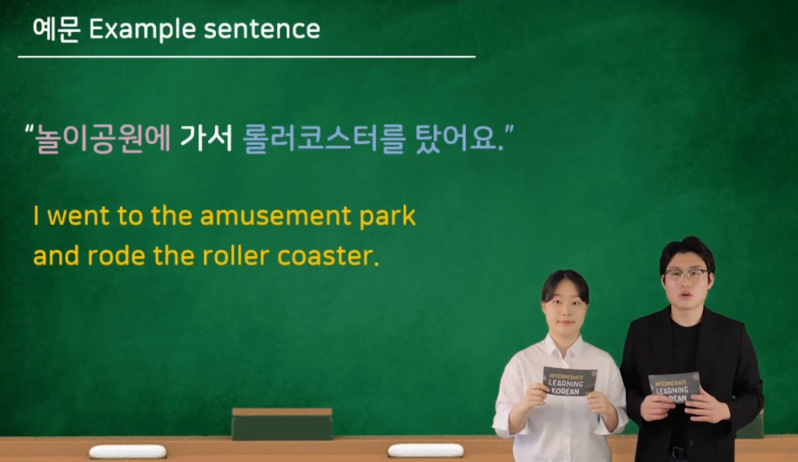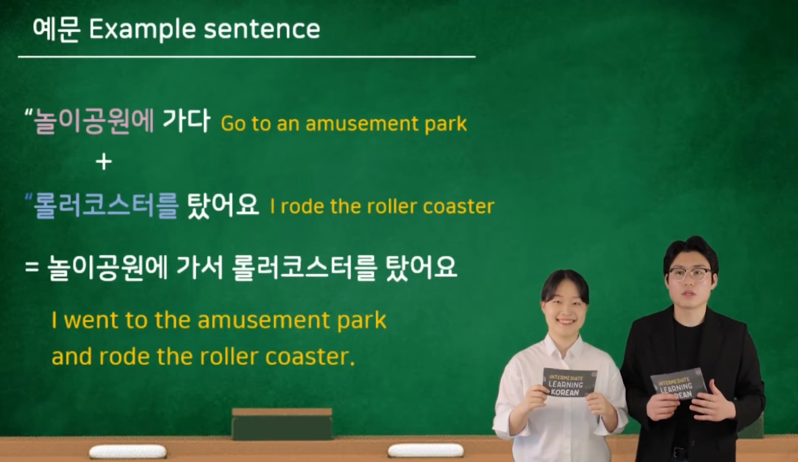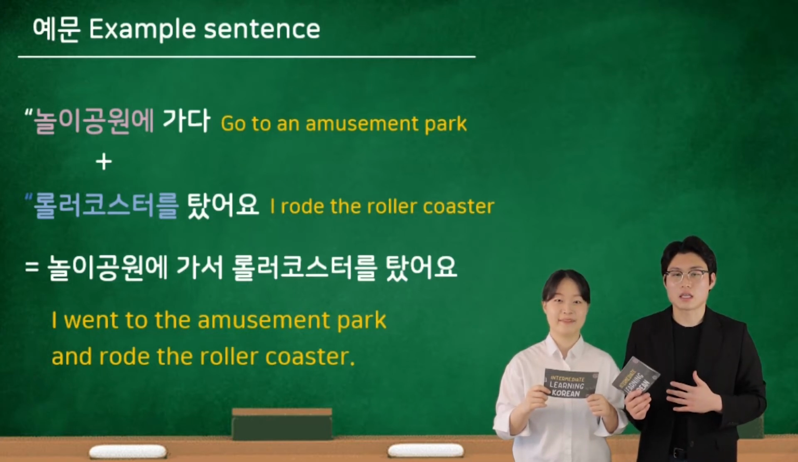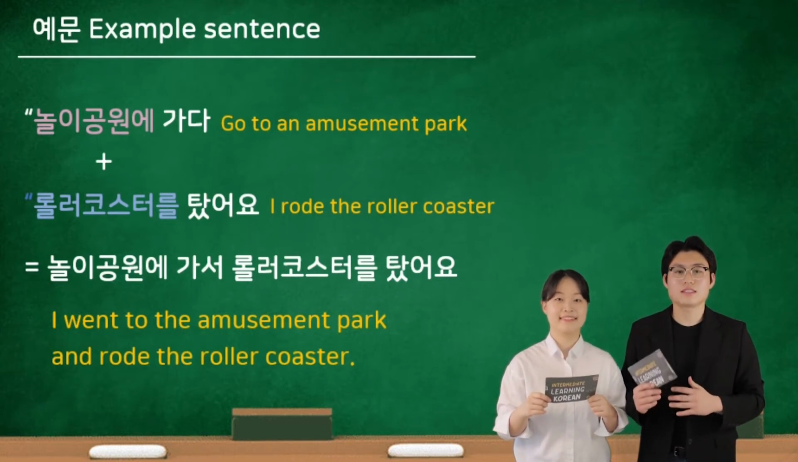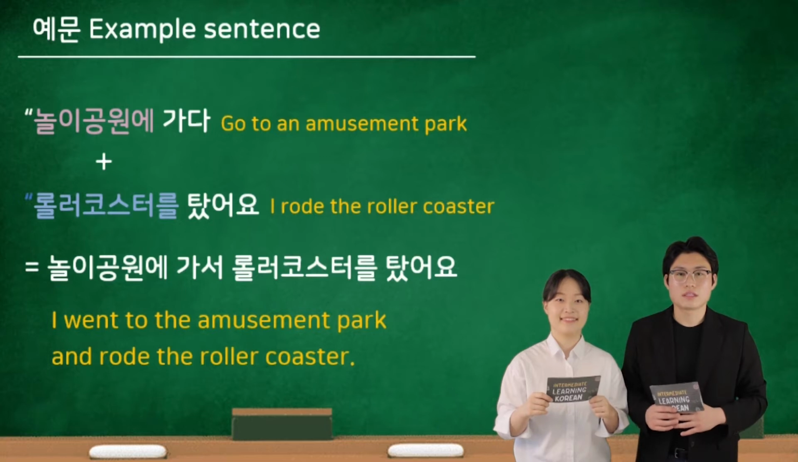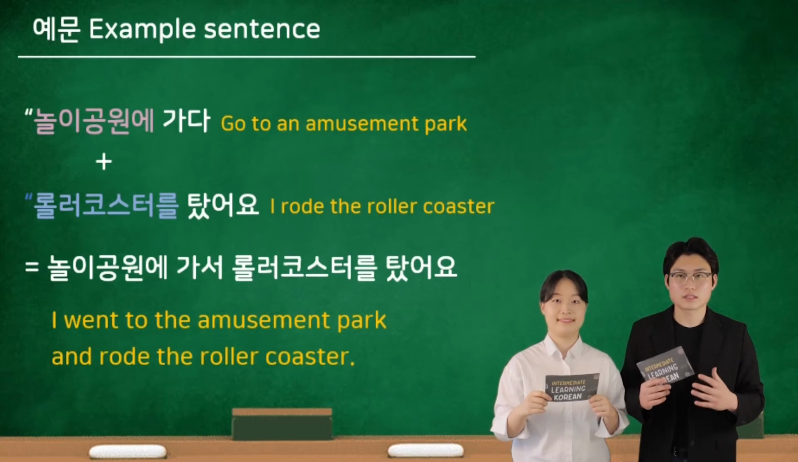The first sentence is 선물을 사다. The second sentence is 친구에게 줘요. Because you have to buy a gift first and give it to a friend second, these two sentences use 아서 to connect. So, can you explain to us when to use 아서 and when to use 어서, Teacher Scott?